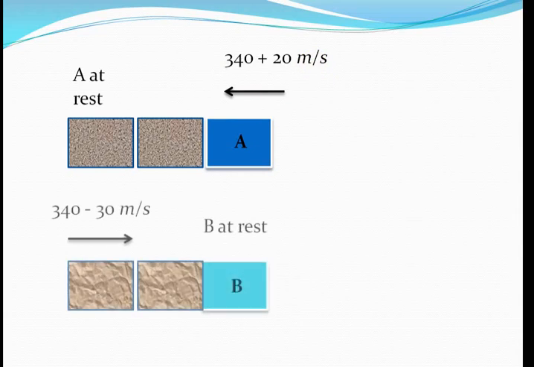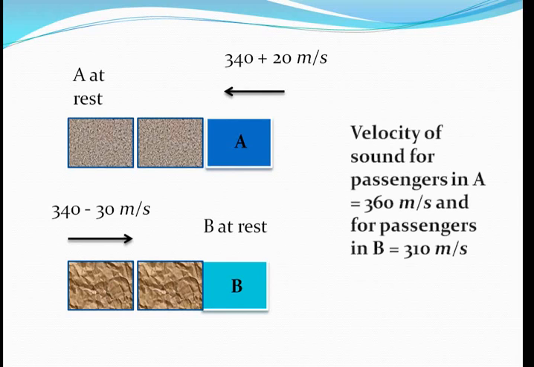Similarly, for people in train B, the sound is coming from behind, because train A is behind train B. Therefore, since the passengers in train B are moving forward at 30 meters per second, they will clearly hear the sound coming towards them with a speed of 340 minus 30 meters per second, that is 310 meters per second. These are simple concepts of relative velocity.